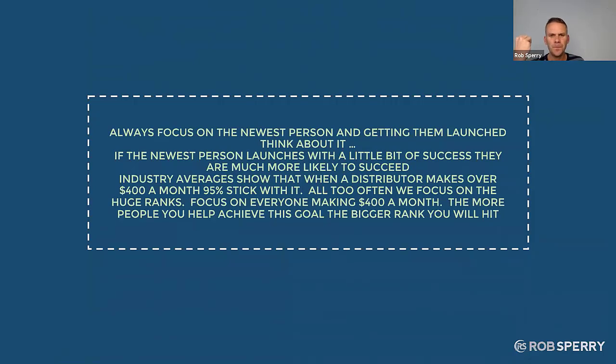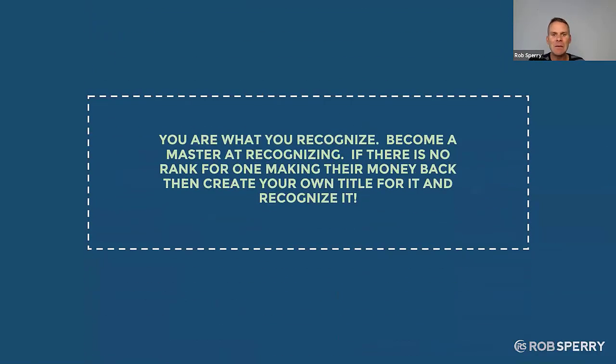So think about those things, because if someone makes over $400 a month, there's 95+% retention. So rather than focusing on how to make $2,000, $3,000, $4,000, $5,000 a month, all you do is focus on $400 a month. You recognize it like crazy. And if someone wants to make 10 grand a month, help more people make $400 a month. Break it down and make it simple for everyone.